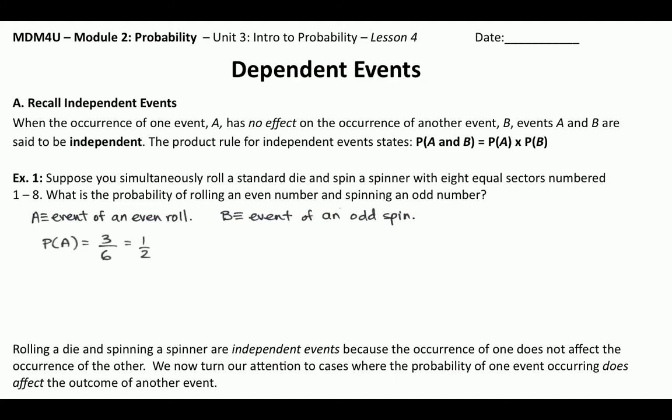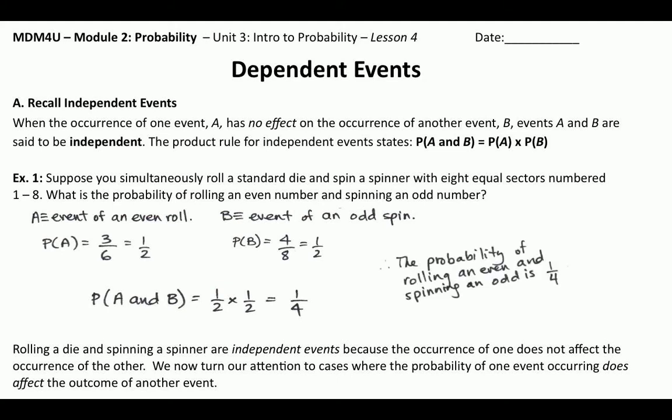So you've got a probability of 1/2 for that. And same thing, if you've got sectors numbered 1 to 8, then 4 of them are going to be odd. So we've got a 1/2 chance there. Since they are independent, the probability of A and B happening is just a half times a half, or a quarter. So they're independent events because the occurrence of one does not affect the occurrence of the other. We want to refresh your memory on this, because we're now going to look at events where the probability of one event does affect the outcome of the other in a compound event situation.